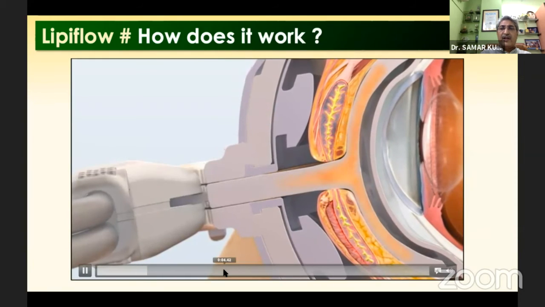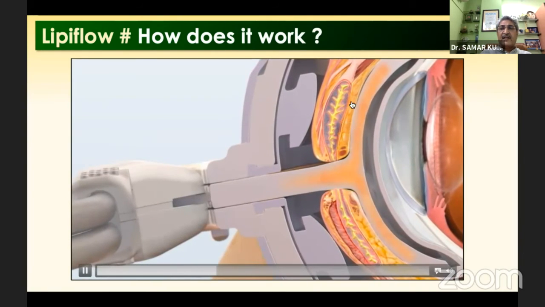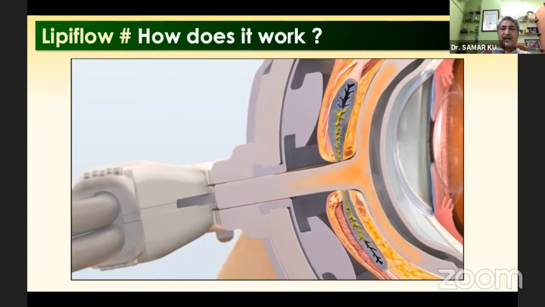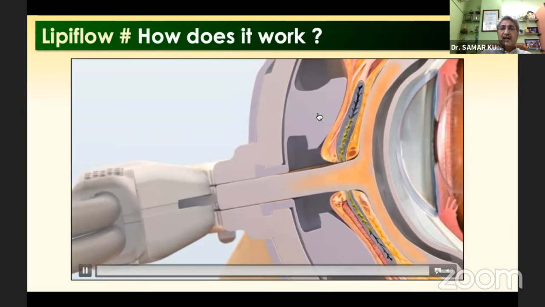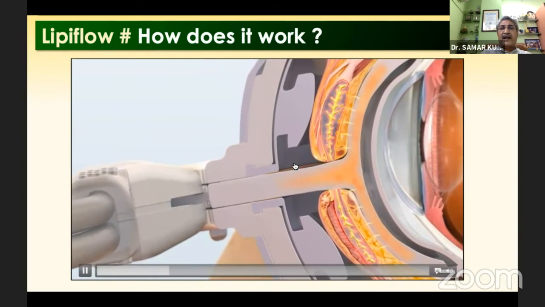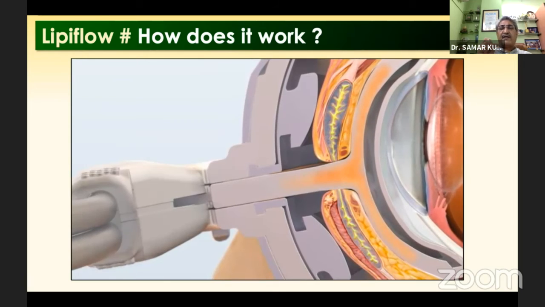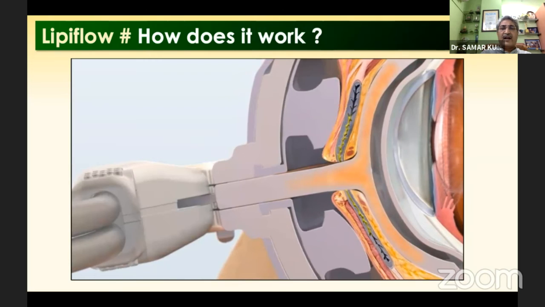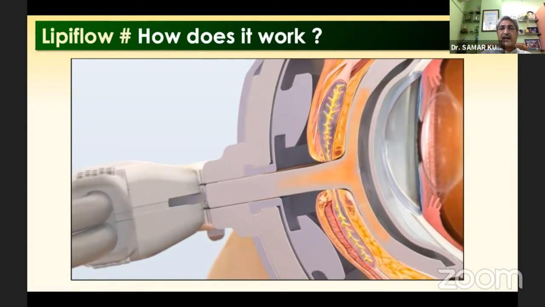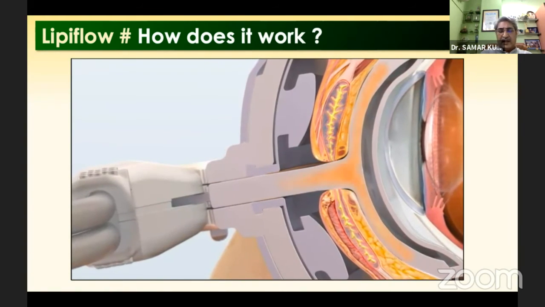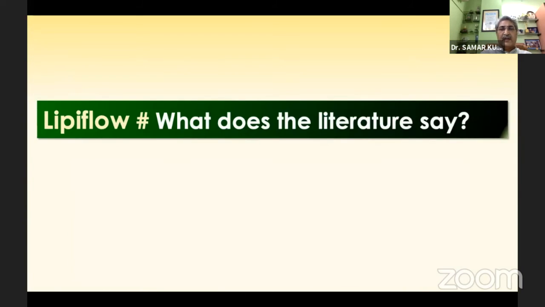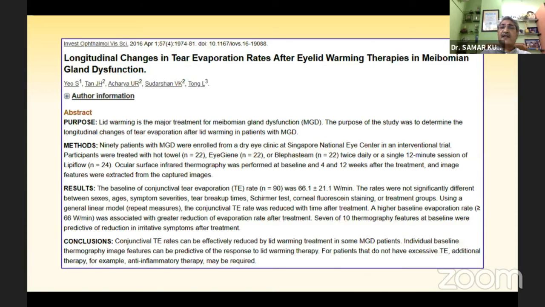So this is a small video. You see that the temperature is rising, so there is a small liquefaction of the meibomian secretion. This goes on in a pulsatile manner, with a definite cycle of giving this pulsation. It is all automatic, nothing to do with the technician. You only have to put a topical anesthetic agent and fit the device. What does the literature say? The literature says that it is effective.